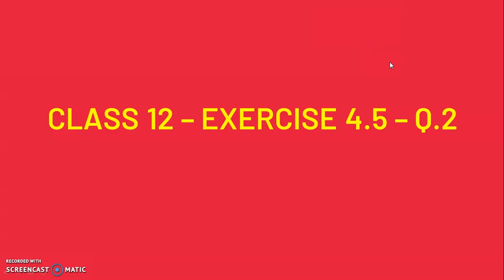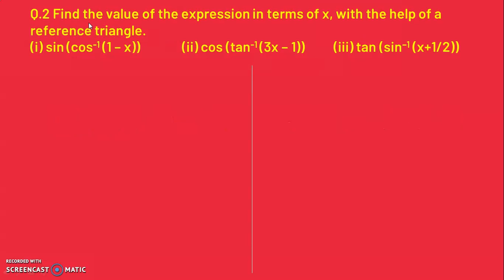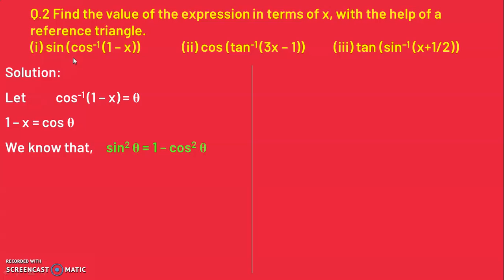Okay, so let's move on to the problem. Question number 2. Find the value of the expression in terms of x with the help of a reference triangle. So we are going to find the values of these expressions. The first subdivision is sine of cos inverse of 1 minus x. First we are going to find out what sine of cos inverse of 1 minus x is.